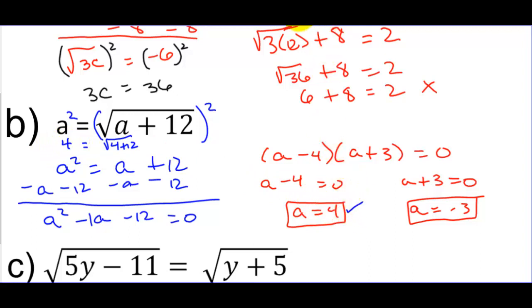Okay, so let's try the negative 3 and see what happens with that one. So when I get rid of this here, so we can do it again. Okay, so I'm going to do the same thing, and I'm going to plug in the negative 3. So now this says negative 3 equals the square root of, well, negative 3 plus 12. Negative 3 plus 12 is 9. The square root of 9 is 3, not negative 3. All right, so we're going to say in this case, negative 3 is not a solution.